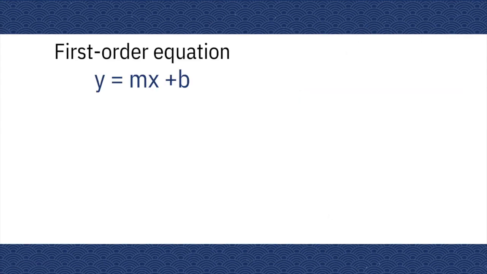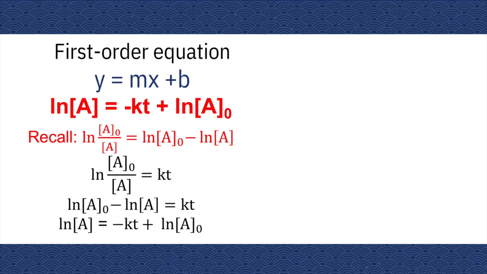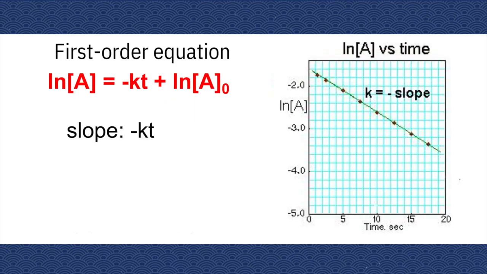Moreover, the first order rate equation, when rearranged, would be natural log concentration of A is equal to negative kt plus natural log concentration of A0, equivalent to y is equal to mx plus b. Recall that ln A0 over A is the same as ln A0 minus ln A. Then, we just had to do some transposing to get the final equation. The slope m is still negative k, so the line goes down with time.